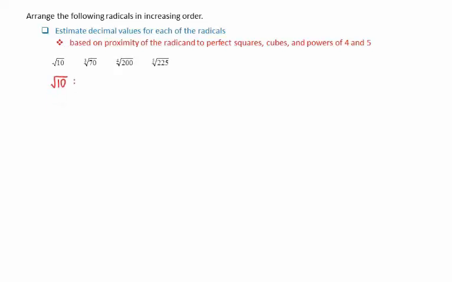First of all, for the square root of 10, we know that the square root of 9 equals 3, and the square root of 16 equals 4. The square root of 10 then must be in between 3 and 4, but closer to 3, since 10 is closer to 9. A decent estimate would be about 3.2.